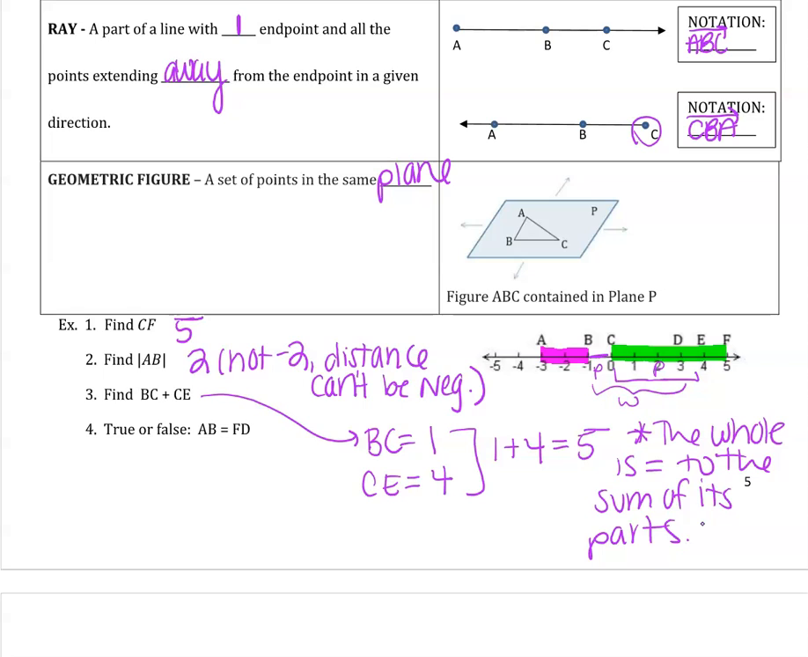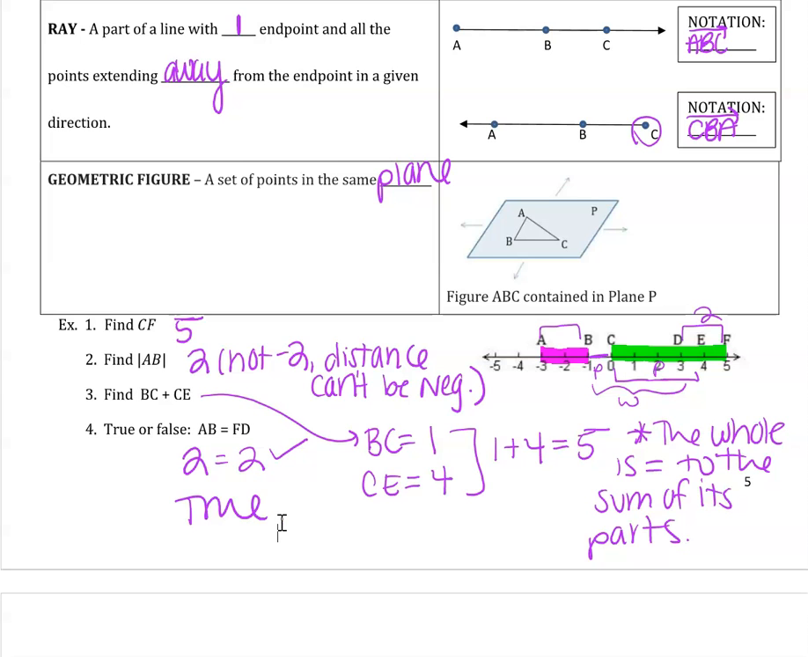All right, lastly, a little true or false. AB equals FD. AB appears to be 2 units, because right here we found that earlier. FD is also 2 units. Since they are the same distance, this would be a true statement. All right, so that concludes the end of our notes for day 2, which are super short.